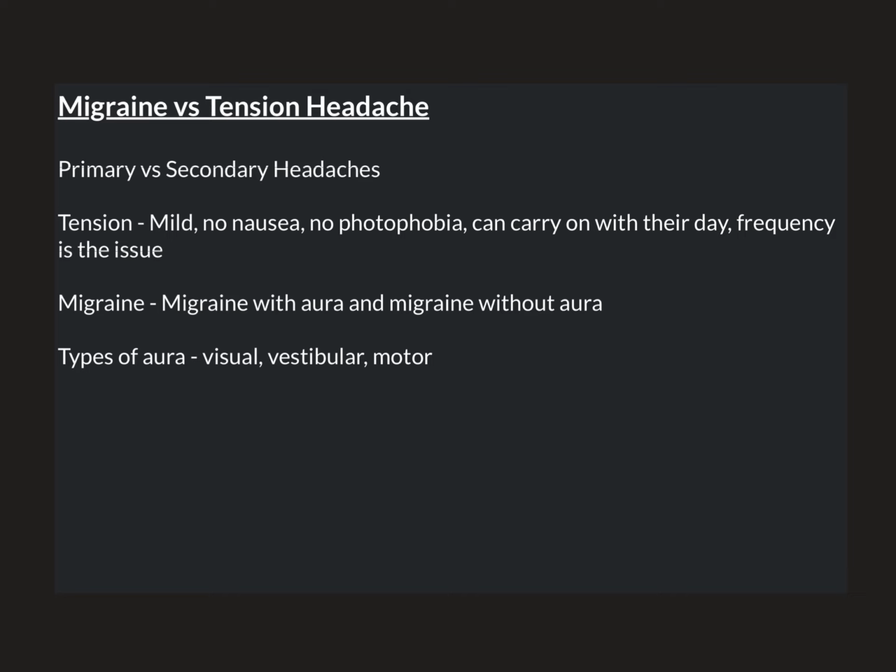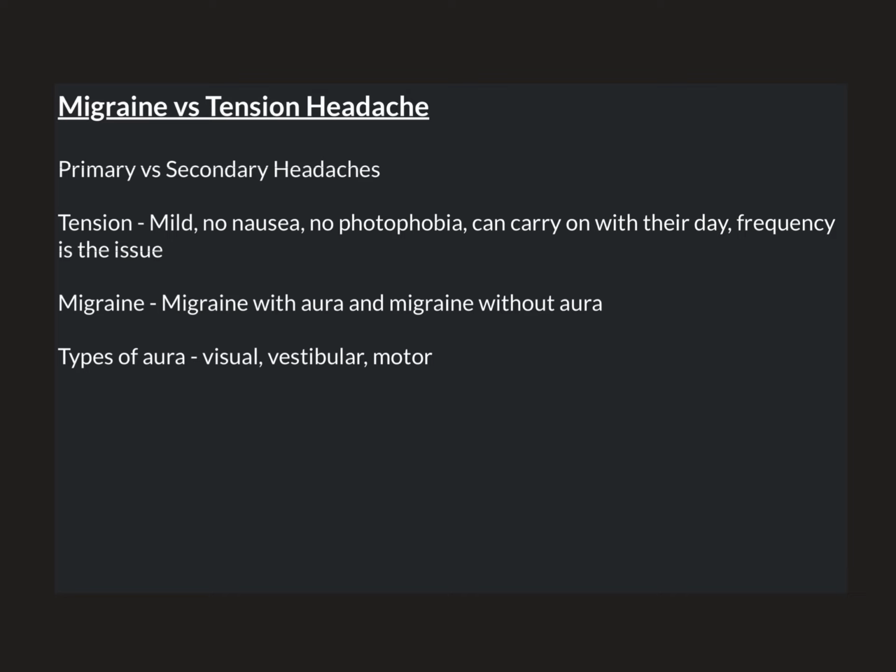So tension headache is much milder than migraine. Migraine headaches are nasty. Tension headaches are a mild headache, maybe 3 out of 10 in severity, maybe a little bit higher than that, maybe a little bit lower. They feel like a band around your head. You don't get nauseous with them, and you don't get photophobic. Photophobic means you can't stand light. You want to just go into a dark room and lie down.